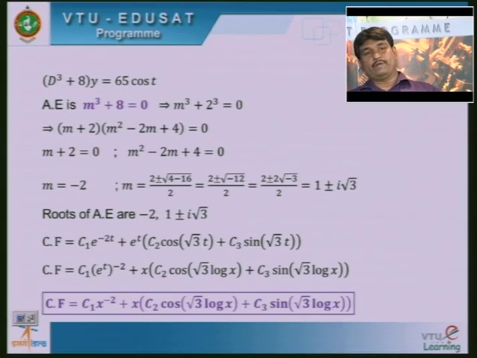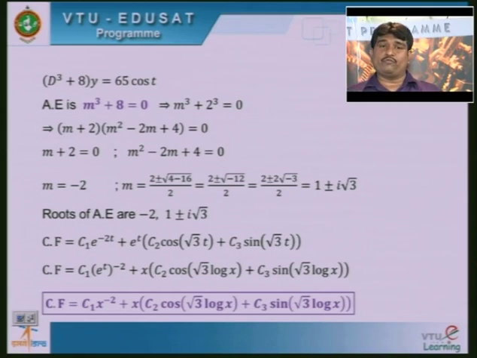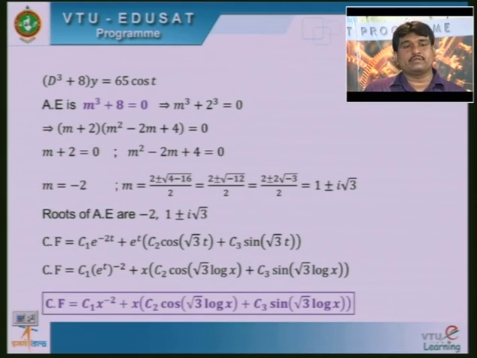So the complementary function is c1 into e to the power of minus 2t plus e to the power of 1t, that is the real part, into c2 cos root 3t, root 3 being the imaginary part, plus c3 into sine of root 3t. Now use the law of indices: you write e to the power of minus 2t as e to the power of t whole to the power of minus 2, plus x which is e to the power of t, write t as log x, and convert everything in terms of x, which is CF.